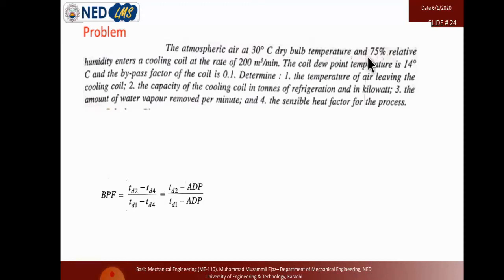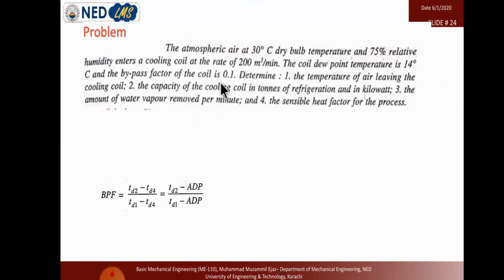I think I have just explained dew point very well in the last slide: moisture gets condensed into the liquid state when it's cooled down, and when the relative humidity becomes 100%, then after further cooling the moisture condenses into liquid. Anyway, that temperature is 14 degrees centigrade, and the bypass factor of the coil is 0.1. That I will explain later.